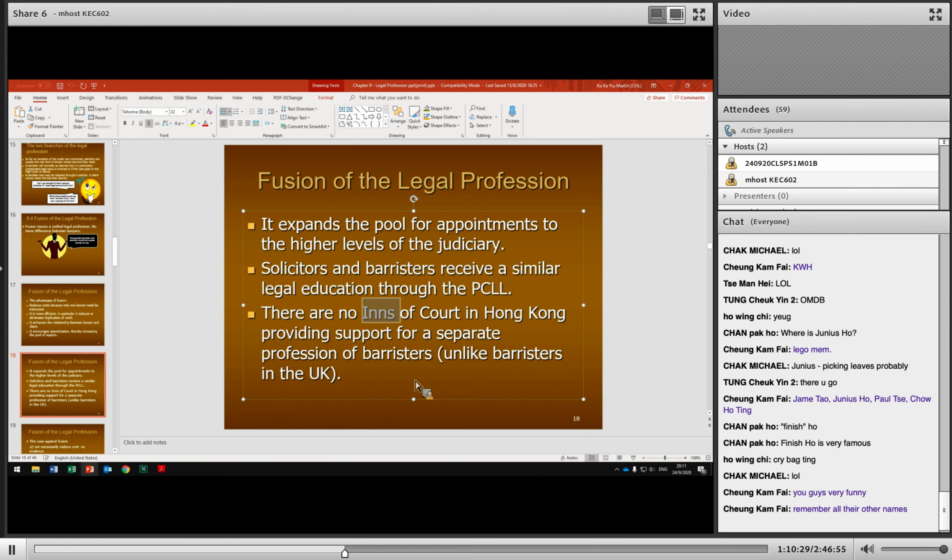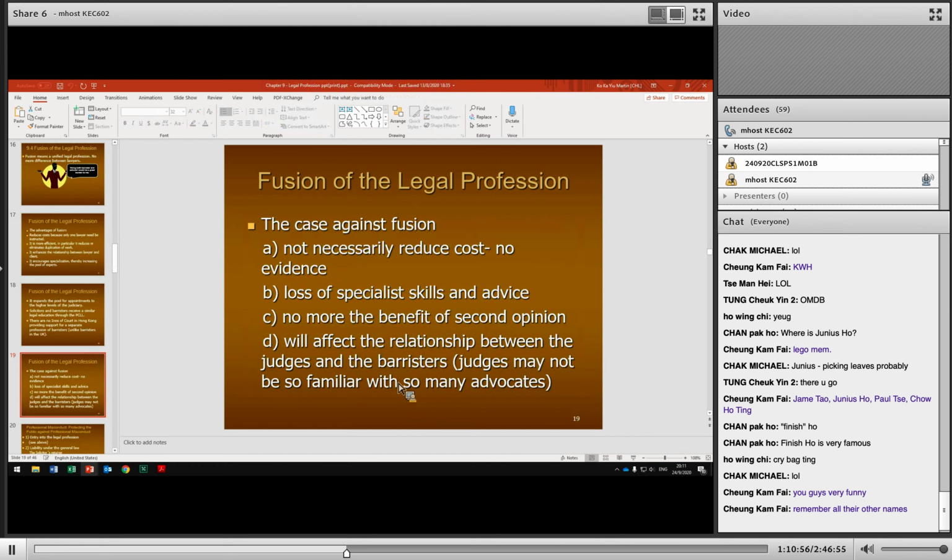Okay. I think in Hong Kong, we don't have this kind of establishment or institution. We only have the Bar Association. Of course, the Bar Association will also provide support for the barrister. They also arrange some continuing education for barristers. But we don't have a very formal College of Law providing support for the barrister. So it's also one of the arguments.